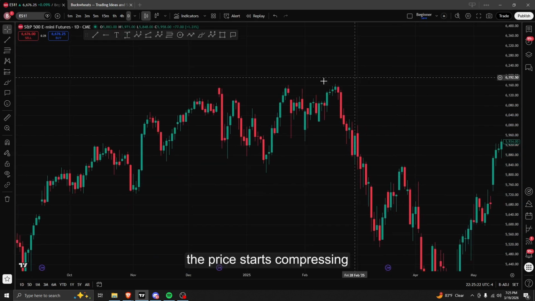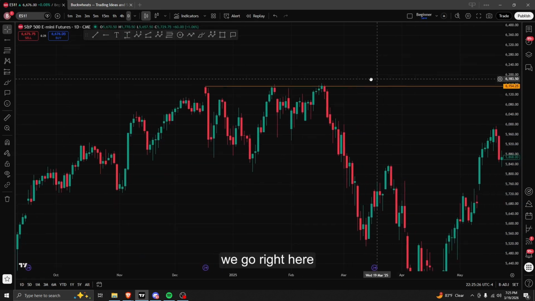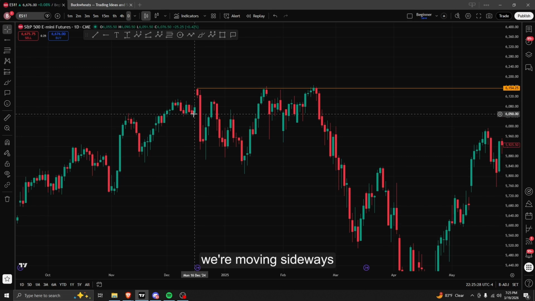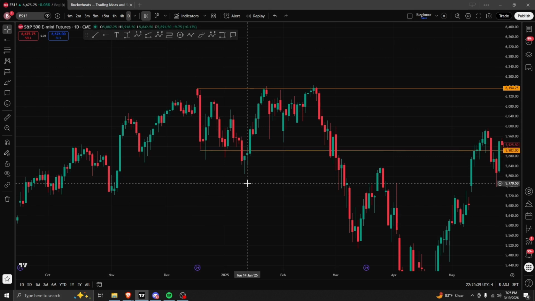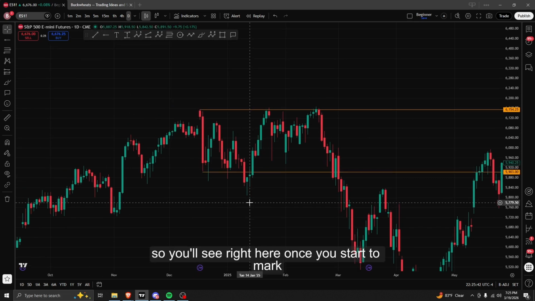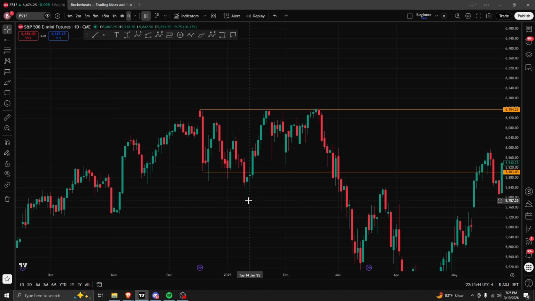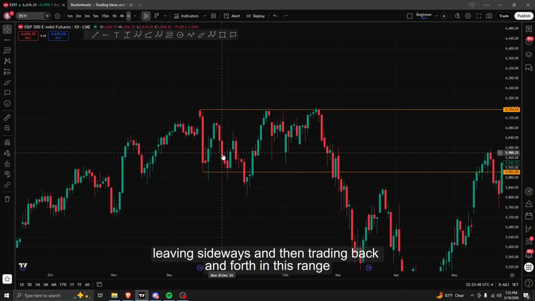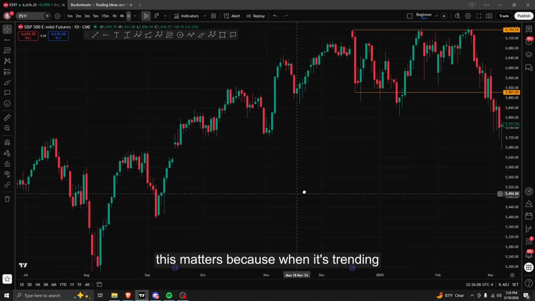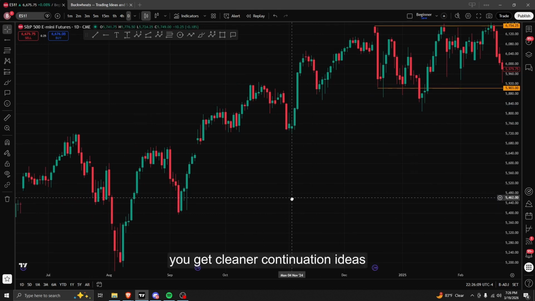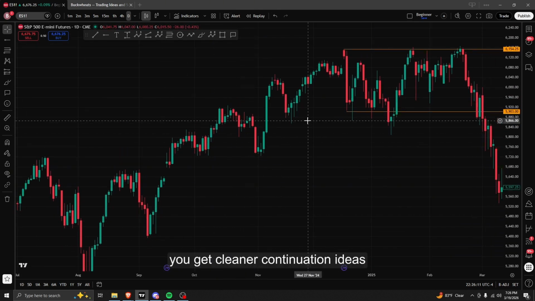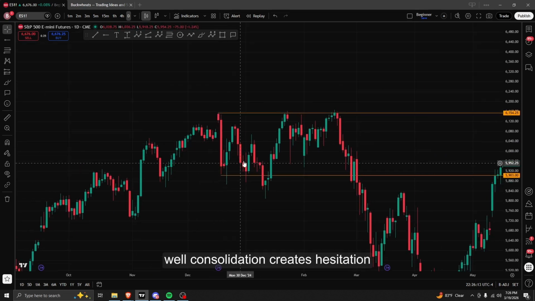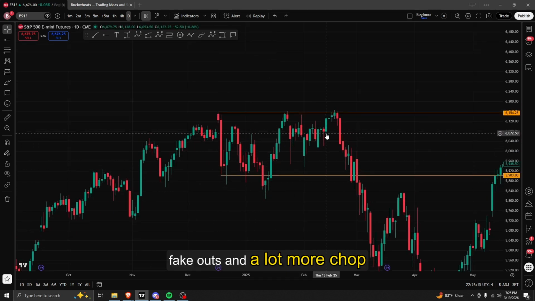For example, the price starts compressing. We go right here, we're moving sideways. So you'll see it right here once you start to mark up your charts. Price starts compressing, moving sideways, and then trading back and forth in this range. This matters because when it's trending, you get cleaner continuation ideas, while consolidation creates hesitation, fake outs, and a lot more chop.